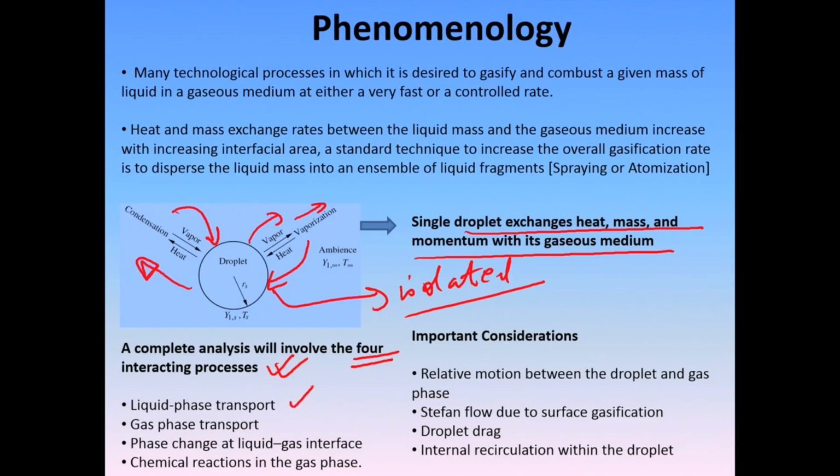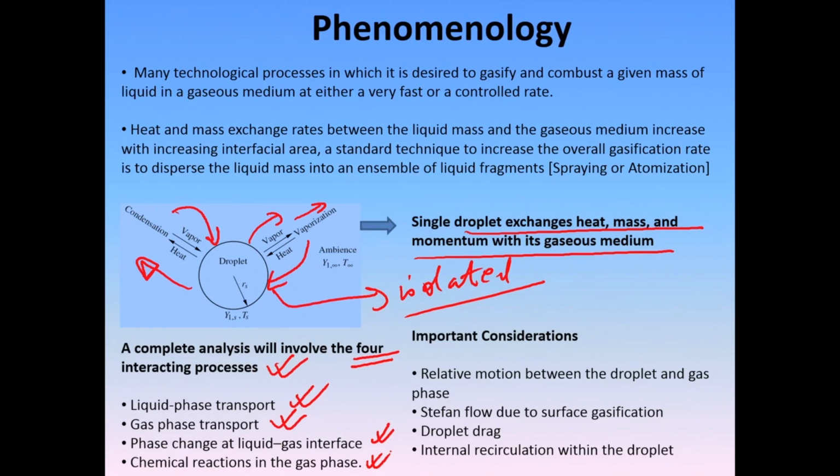One is a liquid phase transport, that means what happens in the liquid phase, that means within the droplet. The gas phase transport, that means what happens in the gas phase, okay. The phase change at the liquid and gas interface, right, and if you have combustion then what are the chemical reactions that are taking place in the gas phase, right. These are the 4 things that we need to answer, right. So, we have to basically solve the governing equations, that is mass, momentum, energy, species, right, in both the phases, that means in the liquid phase, in the gas phase.